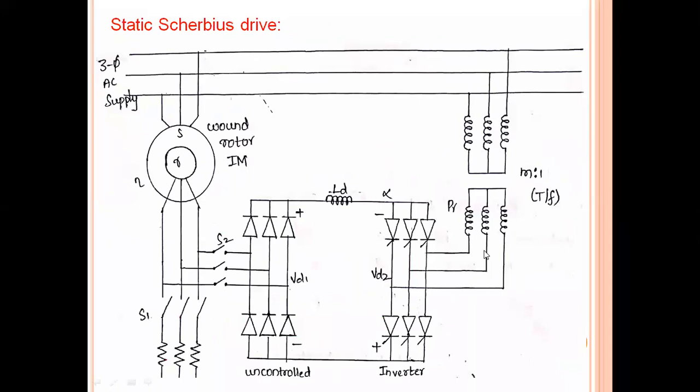And you can see the circuit diagram of a static Scherbius drive. A three-phase supply is taken and given to the stator winding of a wound rotor induction motor. You can see here the type of the motor is clearly specified. Wound rotor induction motor, stator terminals are connected to the three-phase supply. And the rotor also contains a three-phase distributed winding.